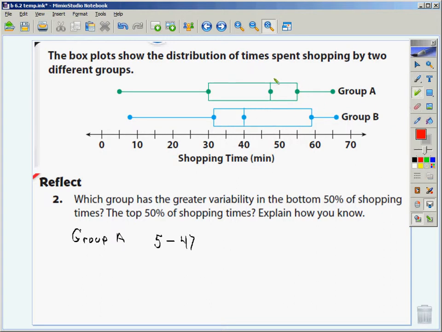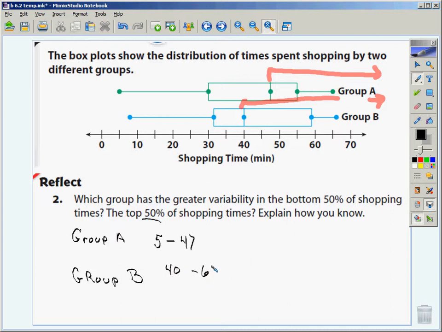What about the top half? Which one has more variability? Right. In the top half, Group B actually goes from 40 up to about 67, where Group A only went from maybe 47 to 67. So there's more variability in that top half of Group B. Pretty good?